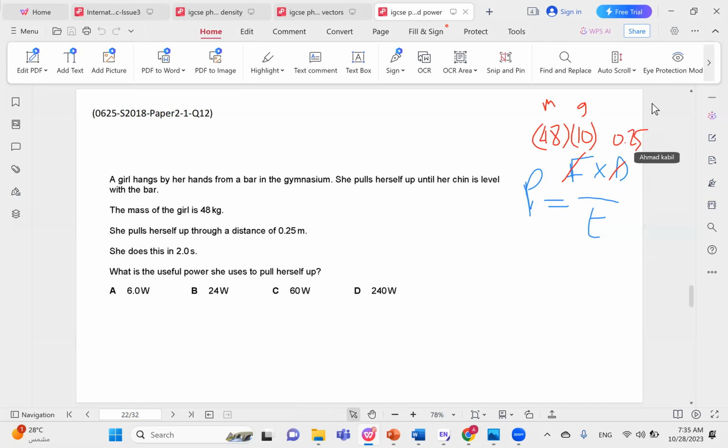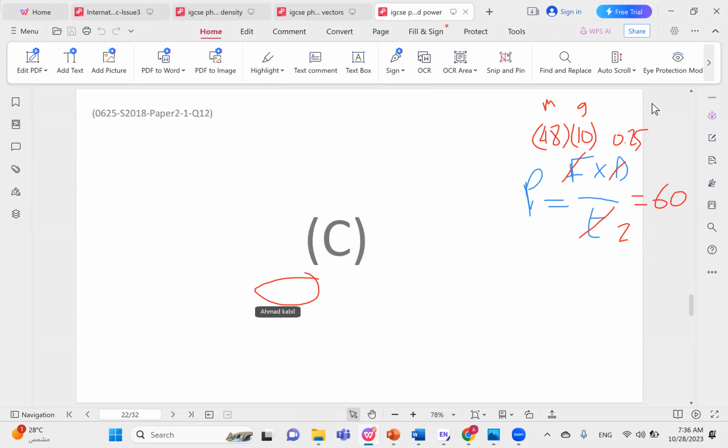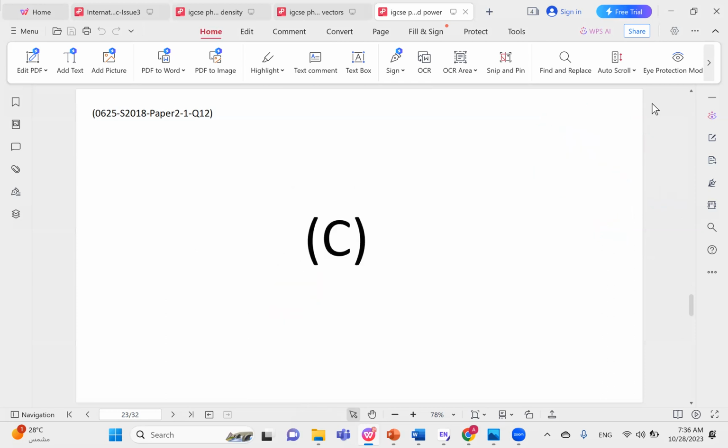and the time is 2. And we can just use our calculators to find the power. So 48 times 10 times 0.25 divided by 2 gives us 60 watts. So the correct answer here would be 60. So C is the correct choice.